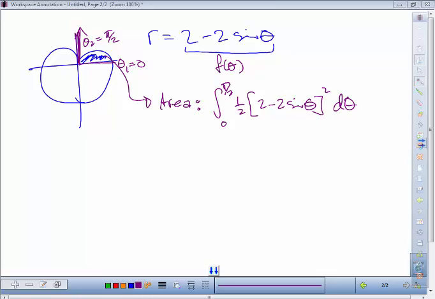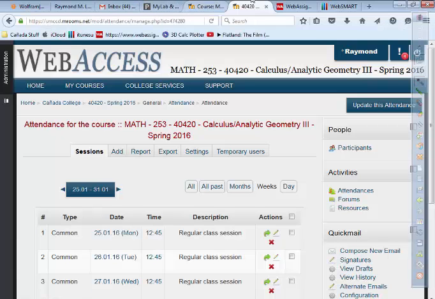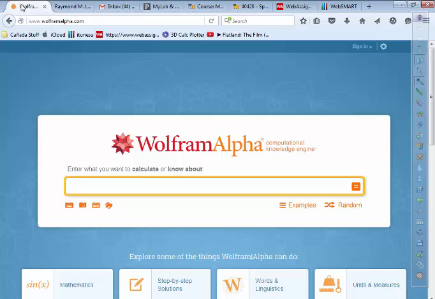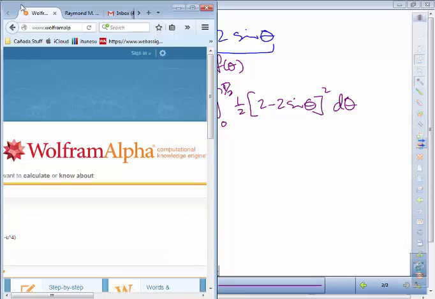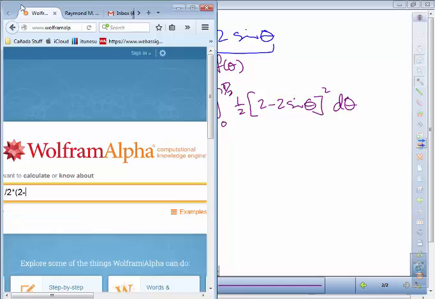And for those cases, might I suggest Wolfram Alpha, where you just integrate 1/2 times 2 minus 2 sine theta, or t, squared. Take that integral with respect to t from 0 to pi over 2.